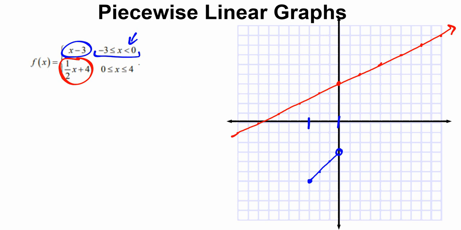Then, for the second part, we have only from 0 to 4. So it is included at 0 and it is included at 4, but nothing before or after that. And since it is included, those would be filled in. And that's how you graph a piecewise linear graph.